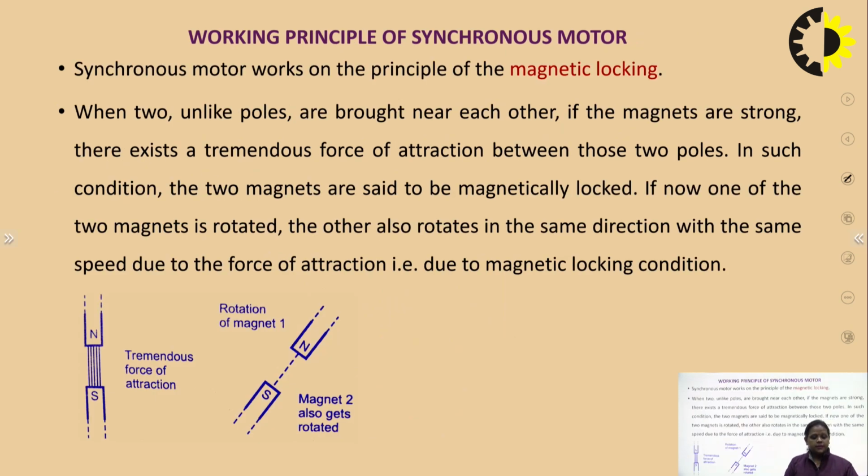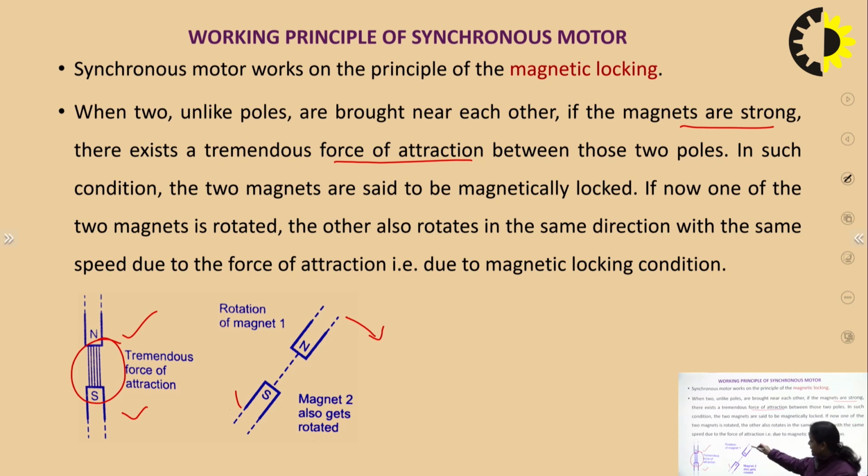Now coming to the working principle of the synchronous motor. A synchronous motor works on the principle of magnetic locking. So what is this magnetic locking? When two unlike poles are brought near each other, and if the magnets are strong, there exists a tremendous force of attraction, right? In the figure we can see, if this is a north pole and this is a south pole, and they are placed nearby, there will be a tremendous force of attraction between these two. So if we rotate this magnet, the other magnet will also get rotated with magnet 1, right?